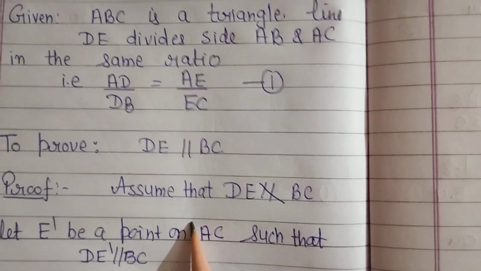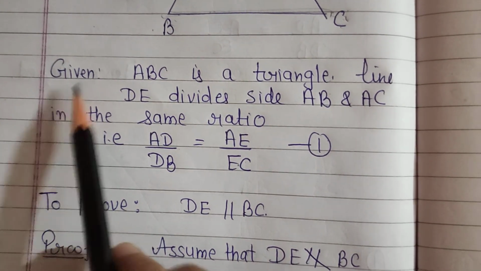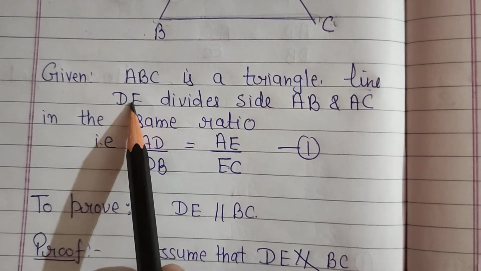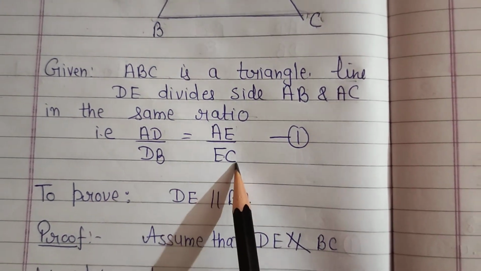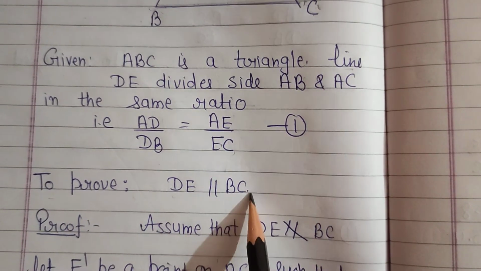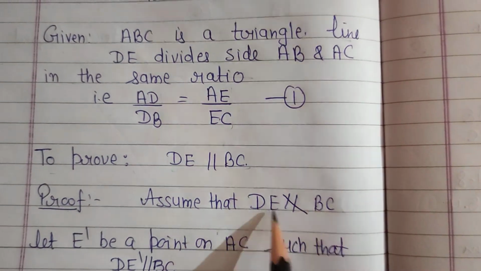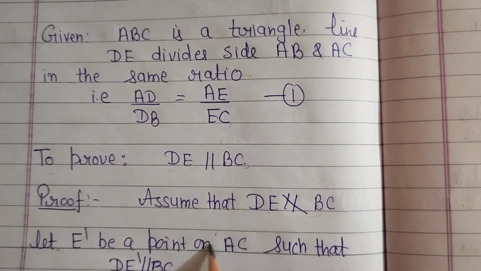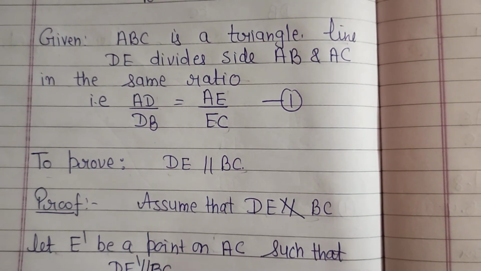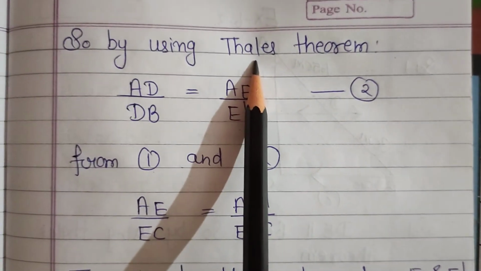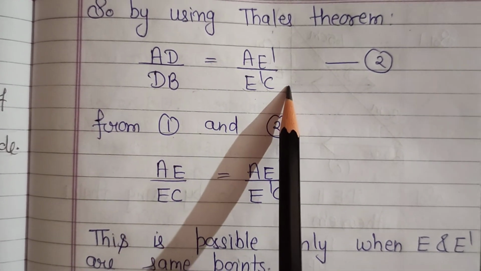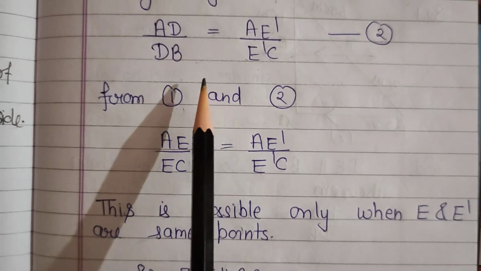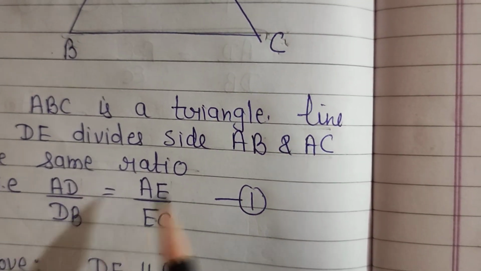Here I have written the proof of this theorem. I have written: given ABC is a triangle and line DE divides sides AB and AC in the same ratio, meaning AD by DB is equal to AE by EC. We have to prove that DE is parallel to BC, and assume that DE is not parallel to BC. Let E dash be any point on AC such that DE dash is parallel to BC. Now by using the Thales theorem, we can conclude that AD by DB is equal to AE dash by E dash C. But according to the given, it was AD by DB and AE by EC. This is equation 1 and this is equation 2.